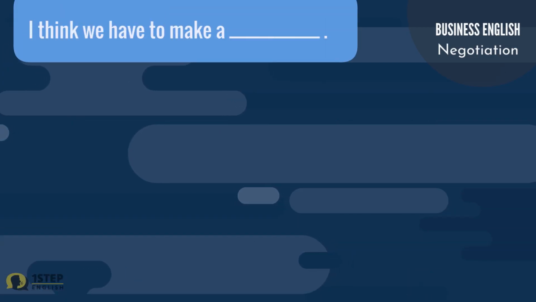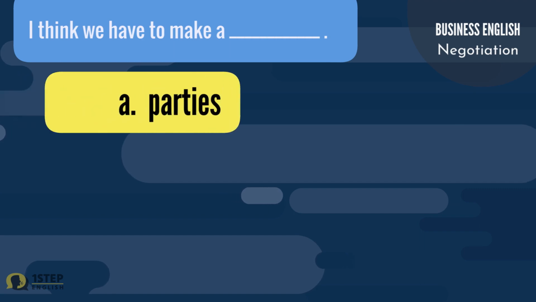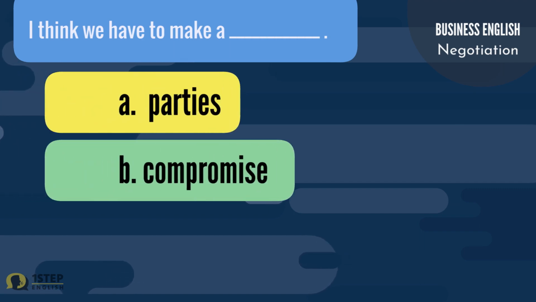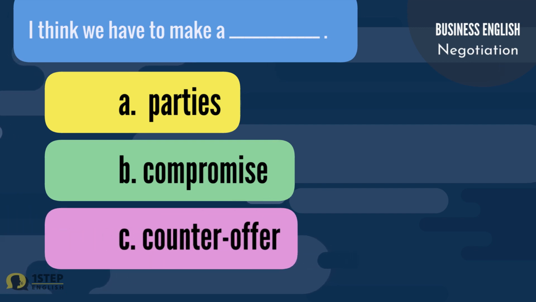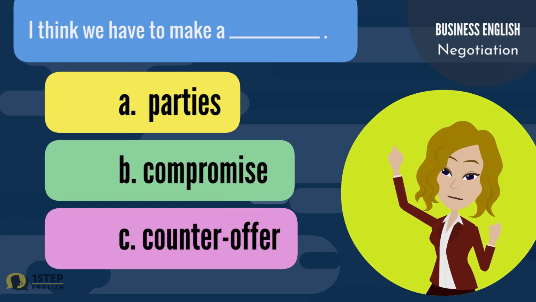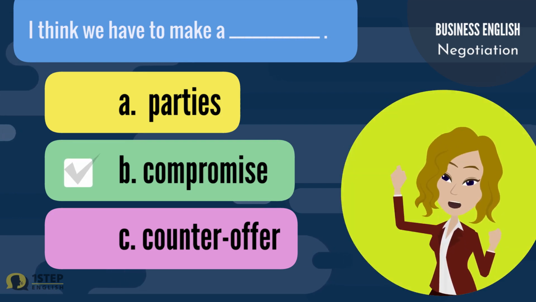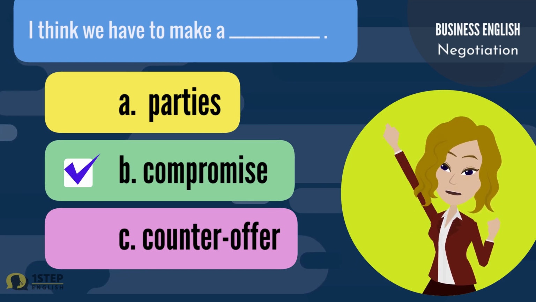I think we have to make a blank. Letter A, parties. Letter B, compromise. Letter C, counteroffer. The correct answer is letter B, compromise. I think we have to make a compromise.